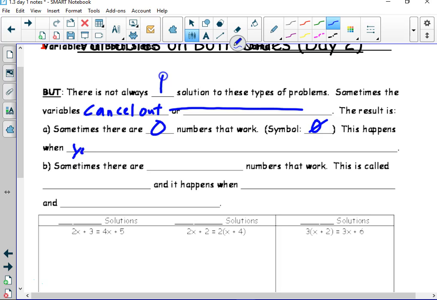This happens when you get a false statement. Like 2 equals -7. So the variables cancel out and you end up with a lie. And that means there's not any number that will make this true. It can't be solved.